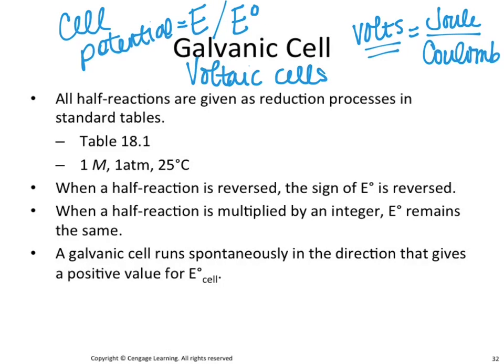So coulomb, C-O-U-L-O-M-B. So joules per coulomb. So cell potential is denoted with an E or E naught. If you have the naught there, then that means it is under standard conditions, which is a 1 molar solution, or 1 atmosphere, and at 25 degrees Celsius.